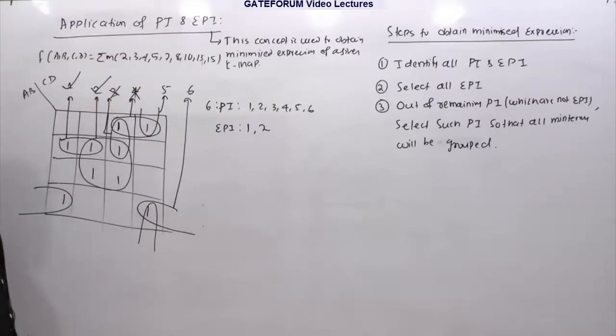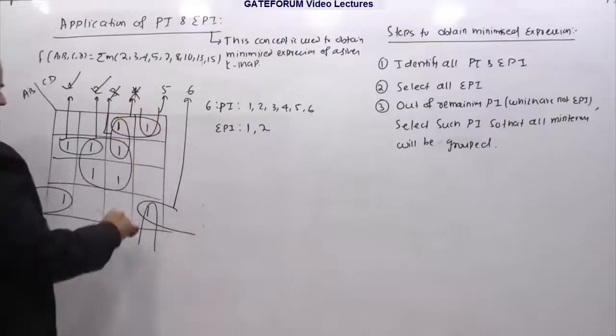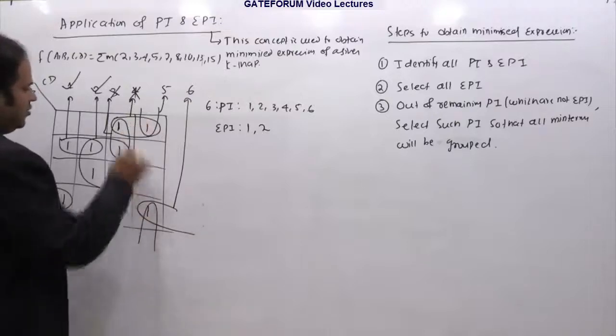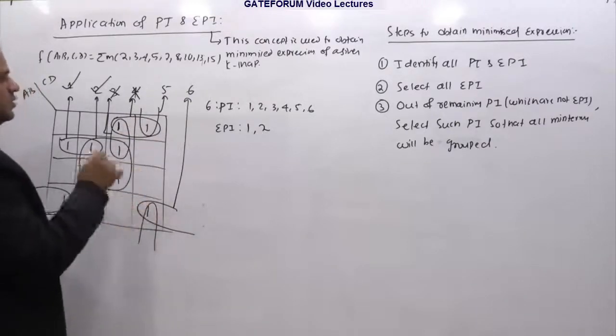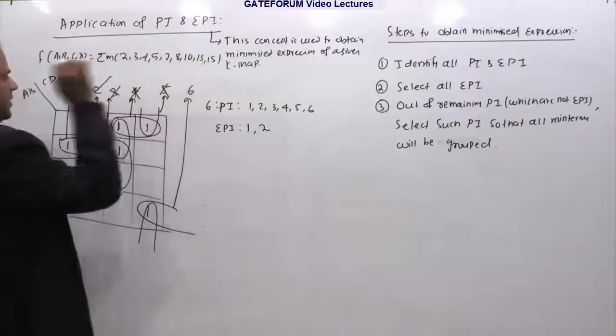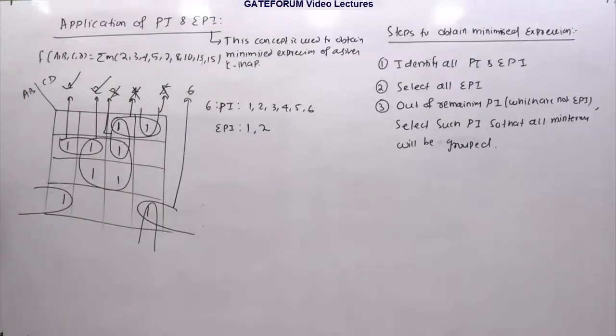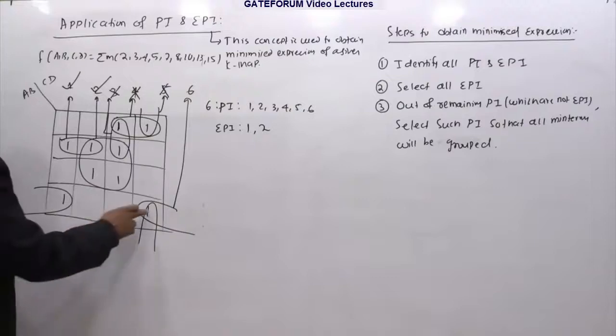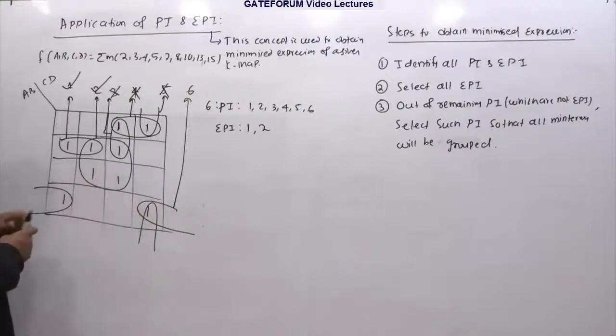Next is group number 5. This one, this and this. This is also not an EPI, because there are 2 min terms and both of these min terms are covered by 2 groups. So this is also not an EPI. And what about group number 6? Group number 6 is this and this, right? This group has 2 min terms. Out of the 2 min terms, this one is covered by 2 groups, but this one is not covered by 2 groups. So this contains at least one min term which is not covered by multiple groups.